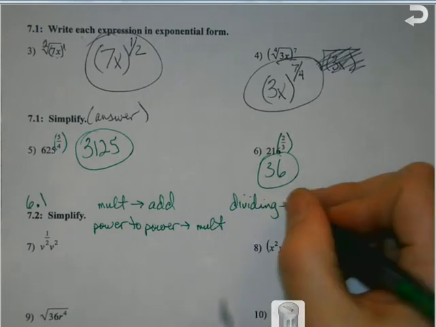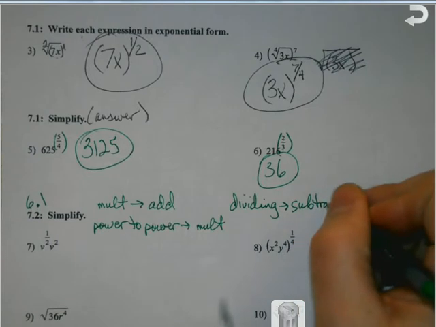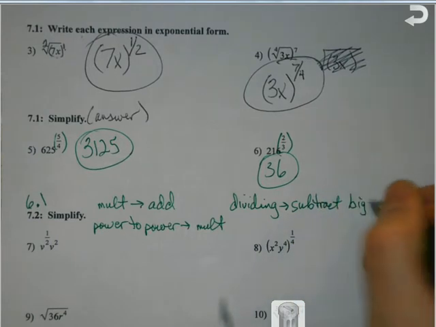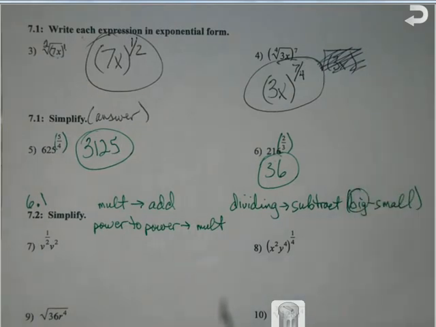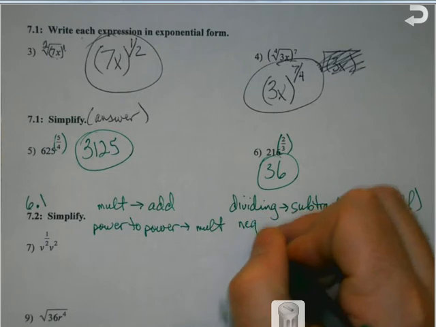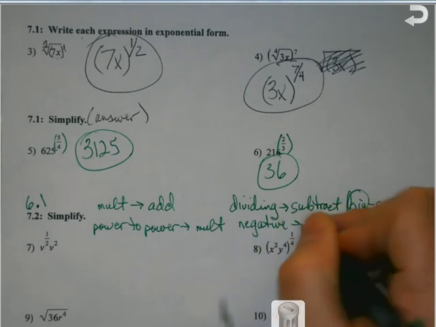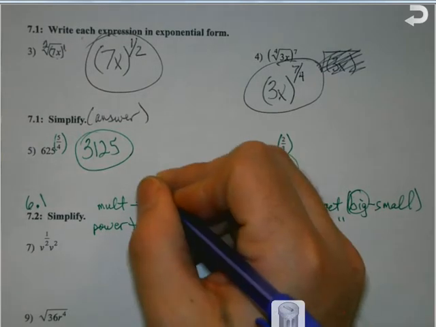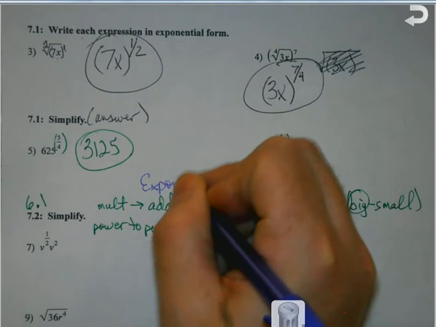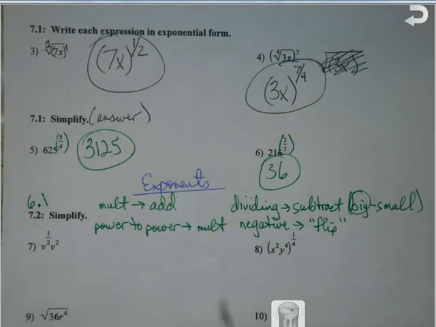When we're dividing, subtract the bigger one from the smaller one, and the answer always goes where the bigger one's at. And if an exponent's negative, you've got to flip it to make it positive. Those are the rules, okay? But again, these only apply on exponent rules, not on my base values, not on coefficients.